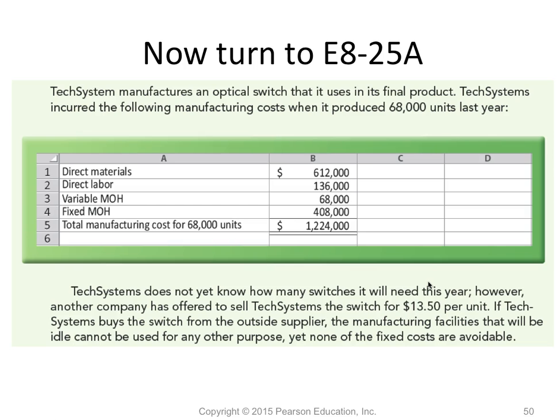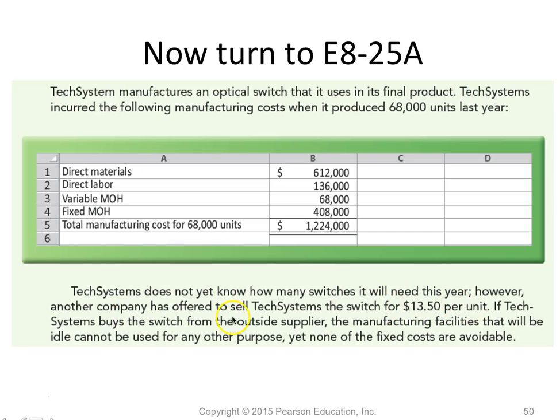So here's an example. TEKsystems manufactures an optical switch that is used in its final product. TEKsystems incurred the following manufacturing costs when it produced 68,000 units last year: direct material, direct labor, variable manufacturing overhead, and fixed manufacturing overhead. Total manufacturing cost for the 68,000 units is $1,224,000.